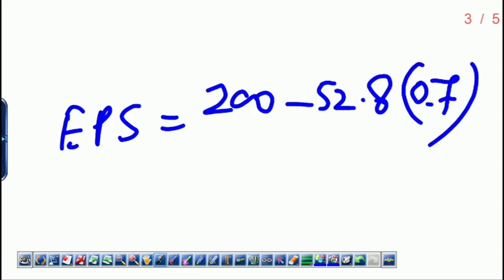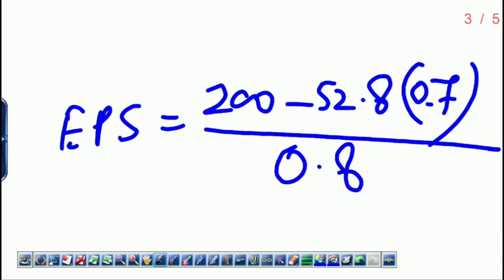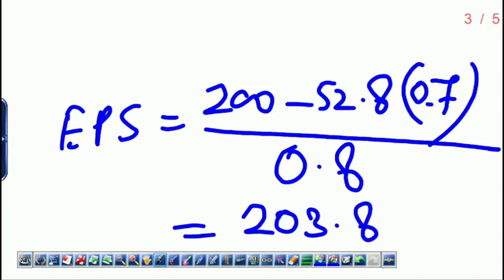If you want to do time pass, you can make the 200 pre-tax, then deduct 52.8, then make the whole thing post-tax. But instead I have done PAT minus post-tax interest, the whole divided by number of shares 0.8. It is 203.8, the new EPS.